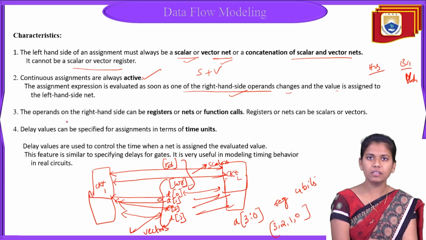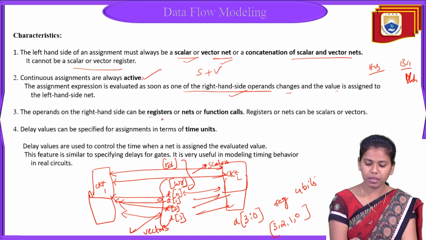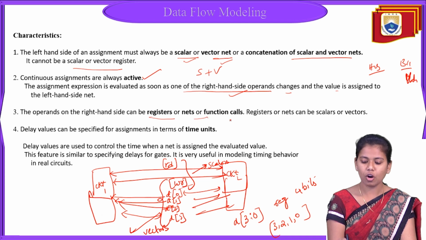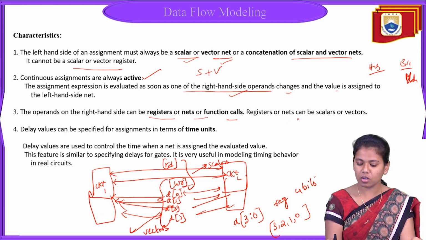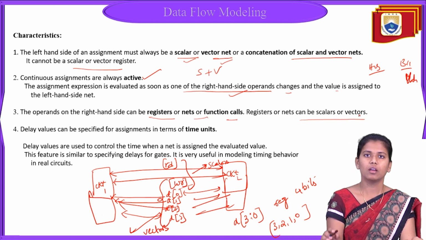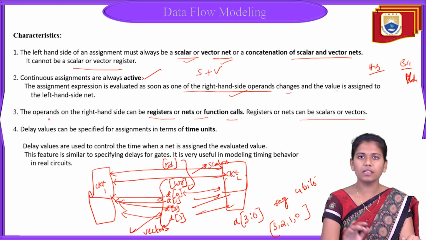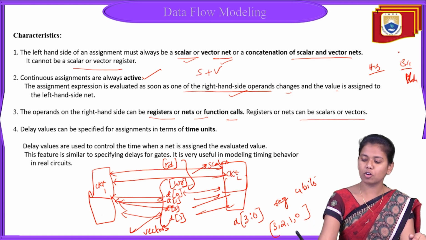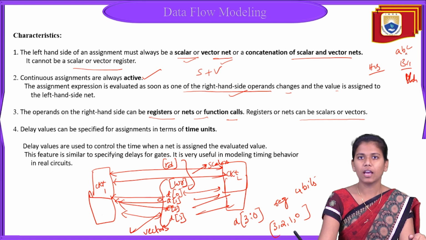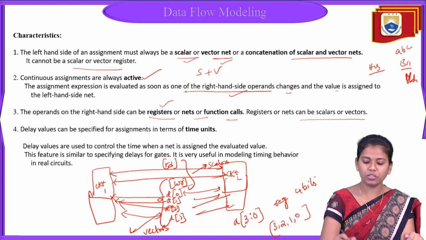Next, the operands on the right hand side can be registers or nets or function calls. Registers or nets can be scalar or vector. We are calling them the operands on the right hand side. The right hand side operands can be A, B, C and so on. So these operands can be registers, nets or function calls.